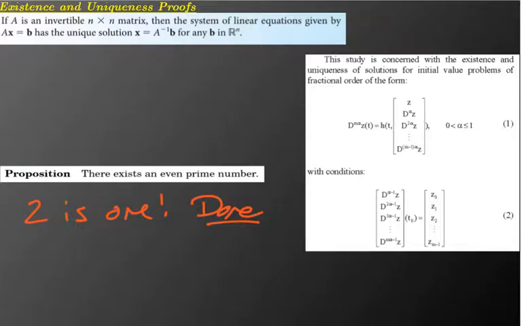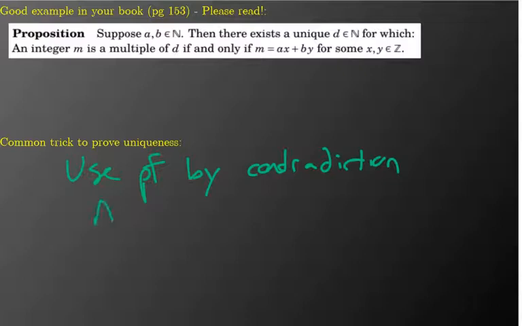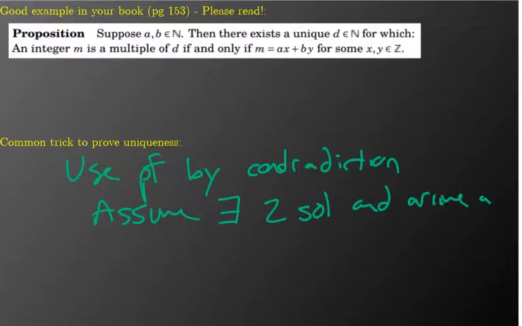But the point is, existence proofs are straightforward. Find one that works, and then you're done. And uniqueness is harder, and all I will say basically about that is, right down here, a common trick to prove these is to actually use proof by contradiction. And the reason that works is you can assume there exist like 2 solutions maybe, and arrive at a contradiction. I spelled that word wrong. It's okay.